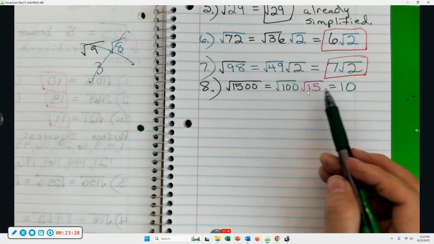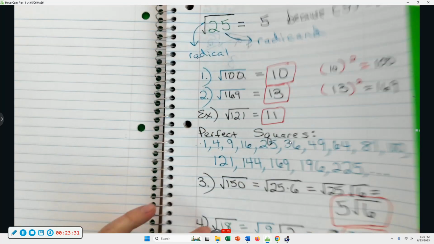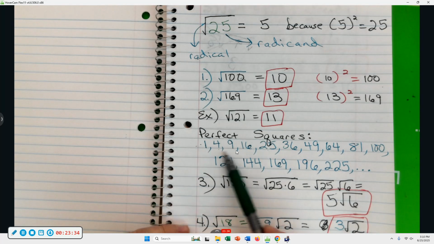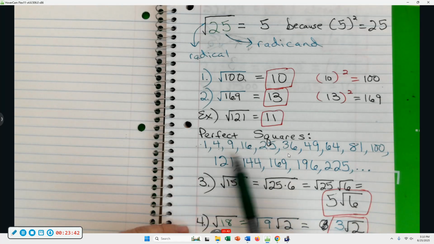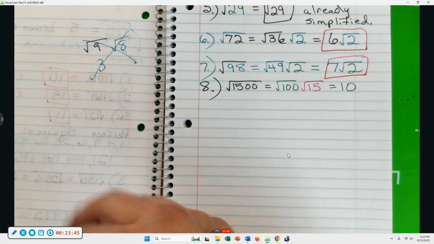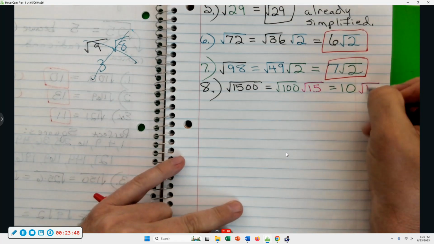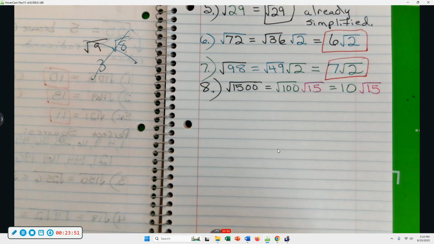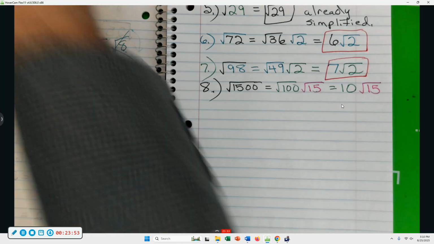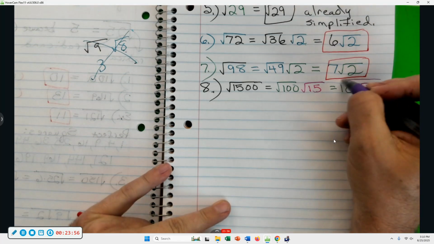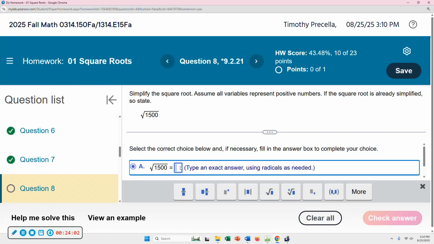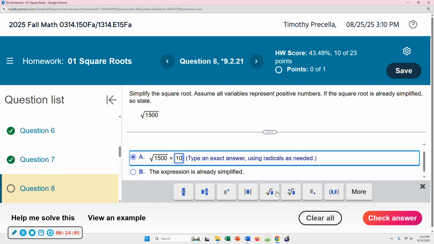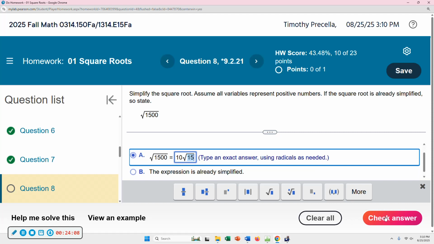Now 15. You need to make sure, I should have done that earlier. Is there any number in this perfect square list other than 1 that divides evenly into 15? 15 is 5 times 3. They're not perfect squares, so the 15 stays under the square root. Any questions there? So 10 square root of 15. Check it.